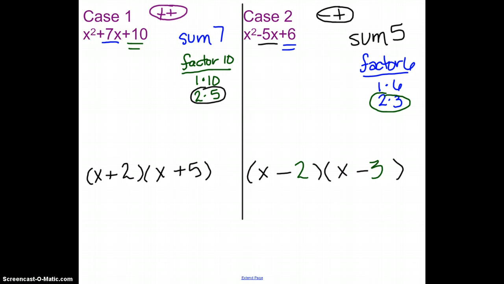Okay, now notice case 1, these had a plus sign at the end. So anything that has a plus sign at the end is going to be a sum problem. And they're either going to be both positives and pluses in the problem or both negatives. Okay, let's take a look at case 3 and 4.